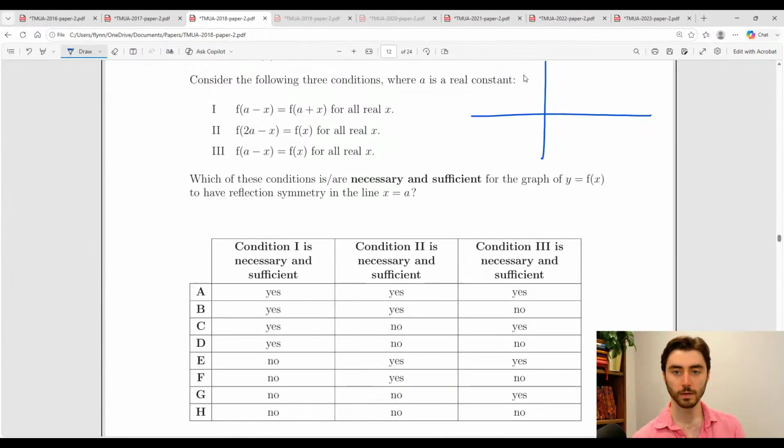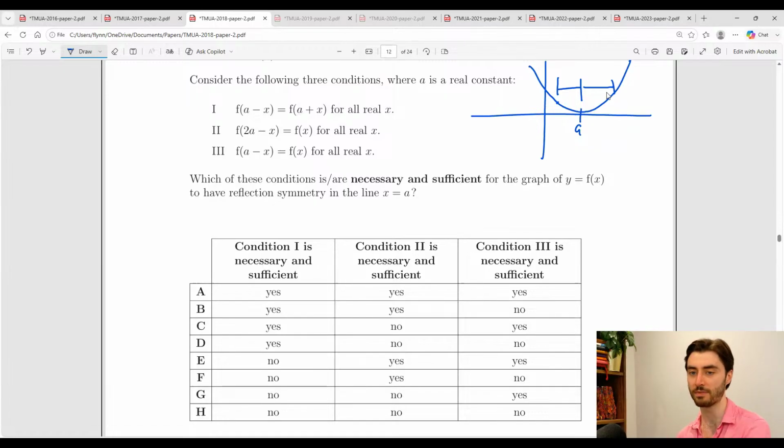So line x equals a. That means that here, if that's a, what we know is if these distances are the same distance apart from a, then they have the same value.